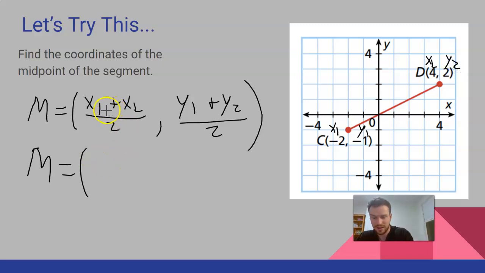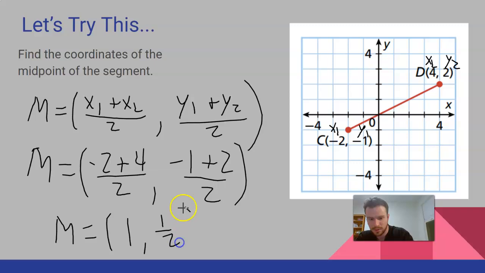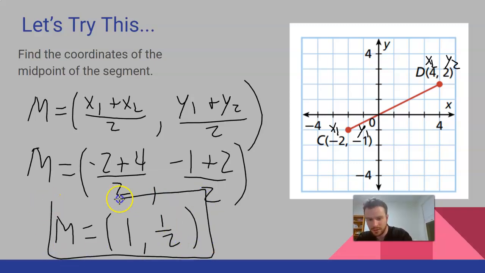So we're finding the average of the x values and the average of the y values. This is just a formula expressing that. So I'm going to substitute at this point: -2 plus 4 divided by 2, and -1 plus 2 divided by 2. Does this look familiar? The midpoint equals -2 plus 4 divided by 2. Well, that gives us 1. And then -1 plus 2 is 1, divided by 2 is 1/2. The same answer we got earlier. Alright, so that's how we use the midpoint formula.